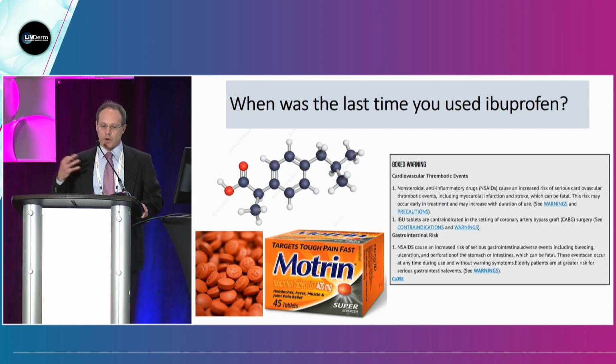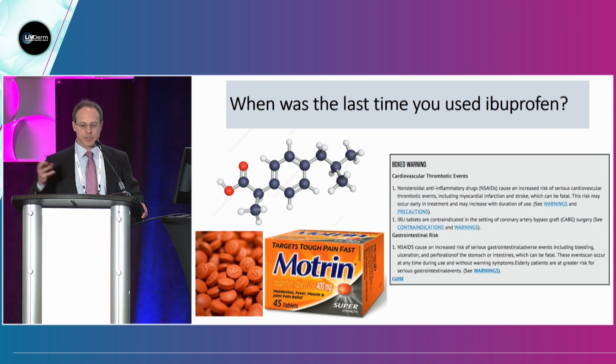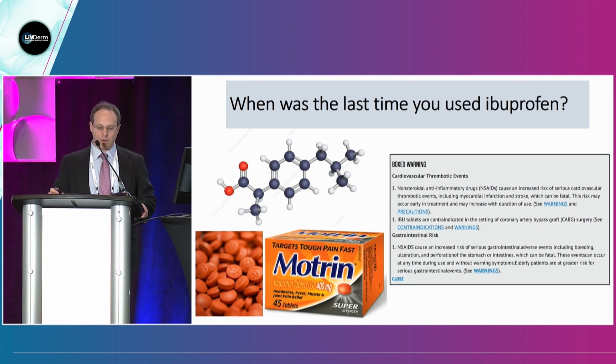Nonsteroidal drugs can cause an increased risk for serious cardiovascular thrombotic events, including MI and stroke, which can be fatal. This risk can occur early in treatment, and it may increase during the duration of use. And we know that NSAIDs also have a boxed warning for gastrointestinal risks, such as increased risk for bleeding, ulceration, and perforation of the stomach or intestines, which can be fatal.